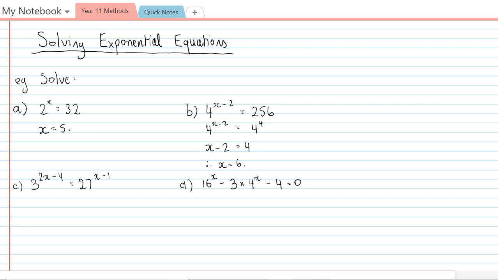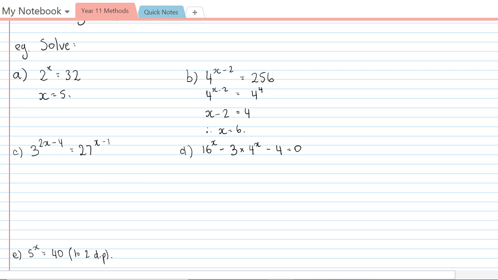The next one is a similar situation. Again, we want to write these with the same base so that we can then equate the indices. So I'm going to write this as 3 to the 2x minus 4 equals 3 cubed to the power of x minus 1. You might remember from the index laws that when we have powers like that, we just multiply them through. So we get 3 to the 3x take 3. And I can now equate those indices, so 2x take 4 equals 3x take 3. I'm going to subtract 2x from both sides and add 3 to both sides, which is going to give x equals negative 1.